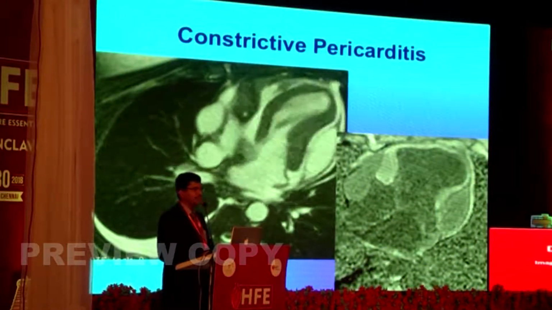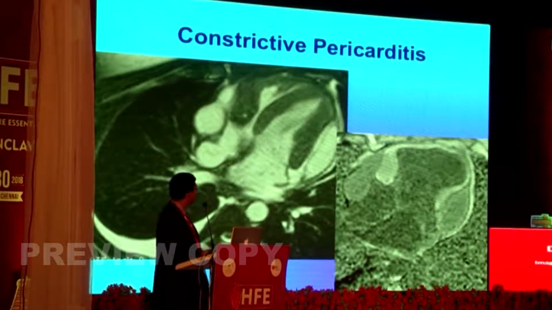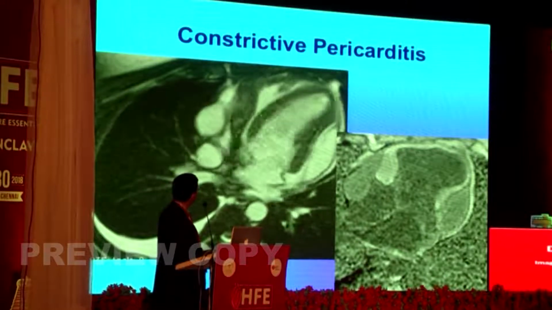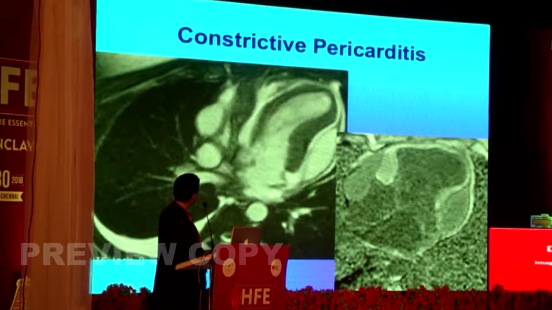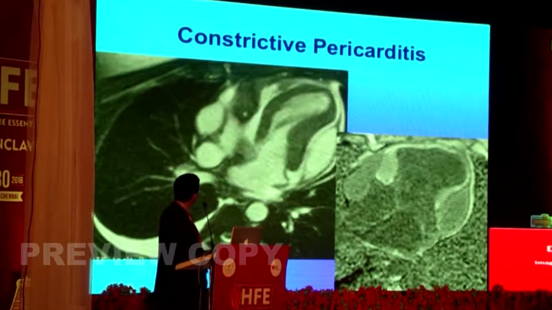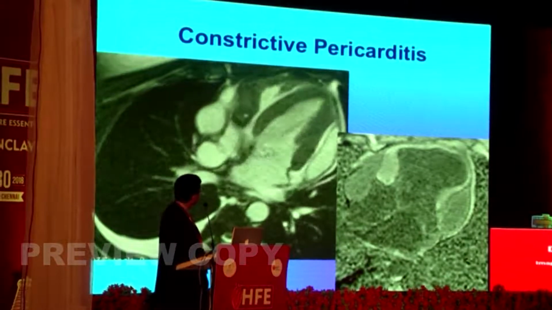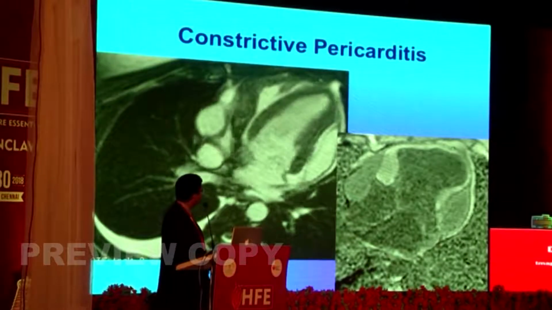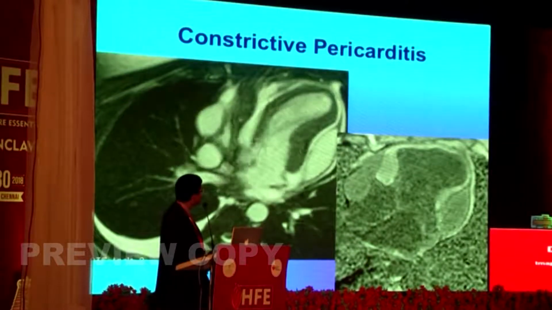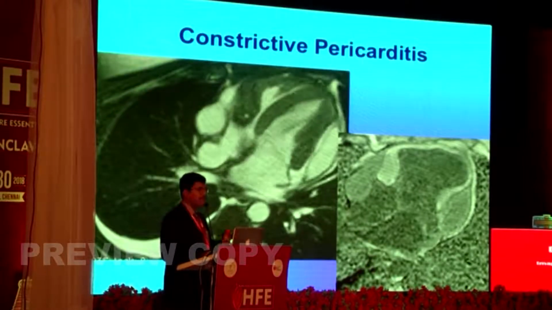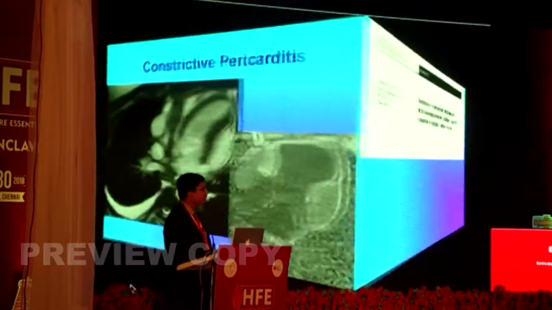Now, what about constrictive pericarditis? Echo is a very good tool to diagnose it. However, you can see that MR shows it very beautifully. The concept of ventricular interdependence can be seen very clearly. The thickness of the pericardium can be appreciated very well. And what is most important is when we give gadolinium, you can see this whole area in white is nothing but pericardial enhancement. And why is it important? Number one, you diagnose the disease, constrictive pericarditis.